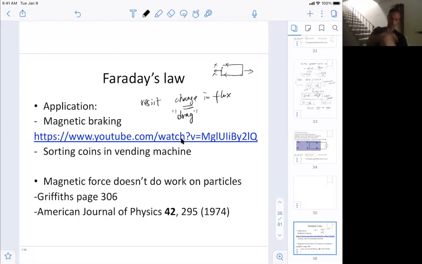We can also use this application in vending machines. How would your vending machine know which coin you throw in? Is it a quarter? Is it a dime? It's also using the idea of Faraday's law: when your coins are rolling around, they will pass through a magnetic field.